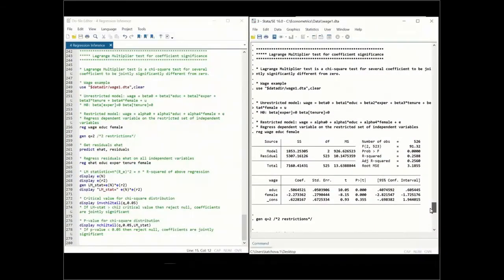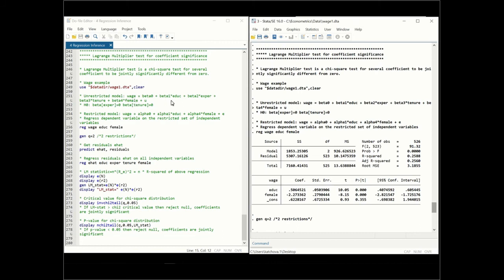Okay, finally we have the Lagrange multiplier test for coefficient significance. This is a chi-square test for several coefficients to be jointly significantly different from 0. So it's doing similar things to the f-test, and it's also less used than the f-test. So how does this procedure work?